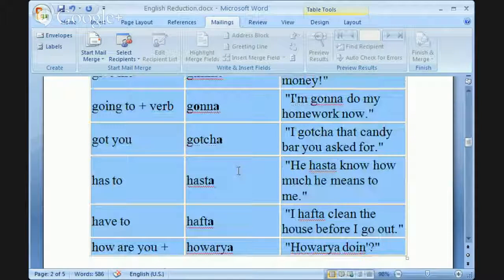Okay, real quickly, because we're out of time, I just want to say these are also common. Has to and have to, of course. He has to know how much he means to me. I have to clean the house. These are also extremely commonly used reductions.